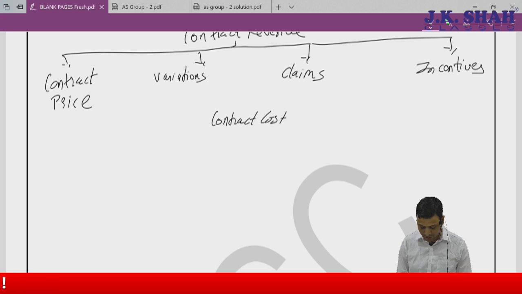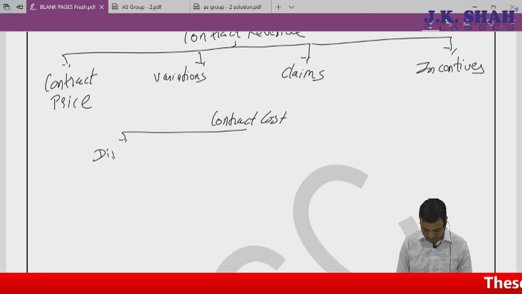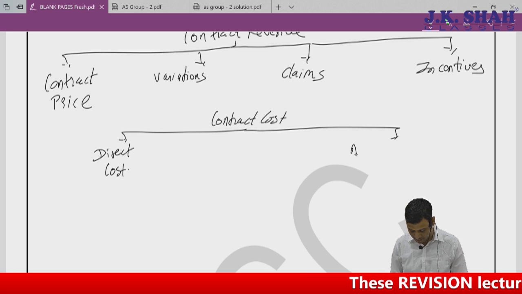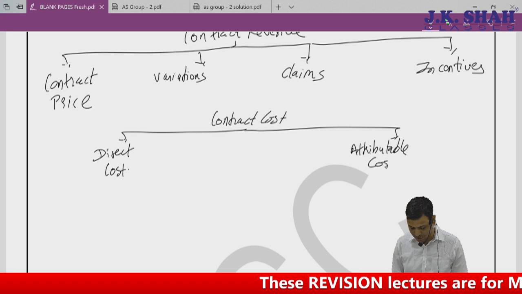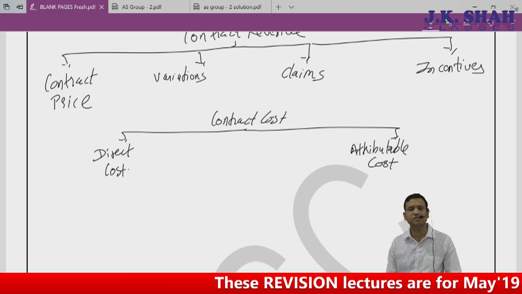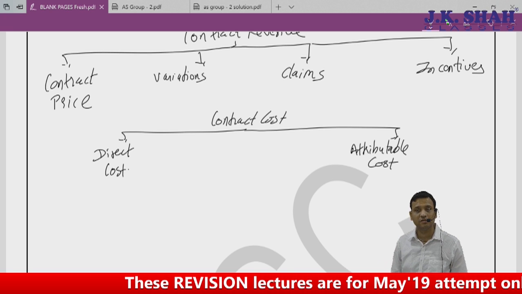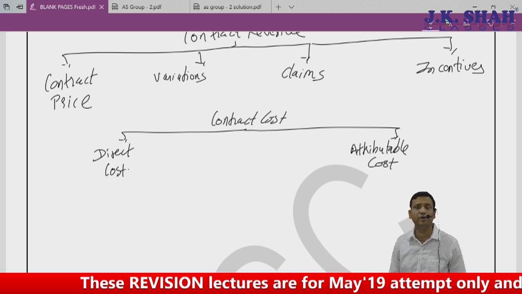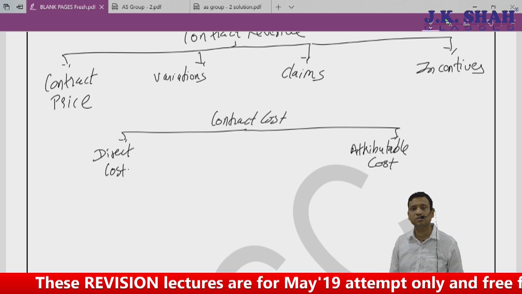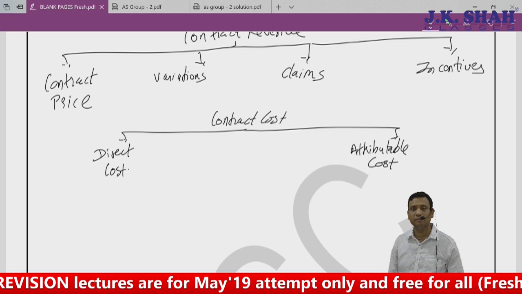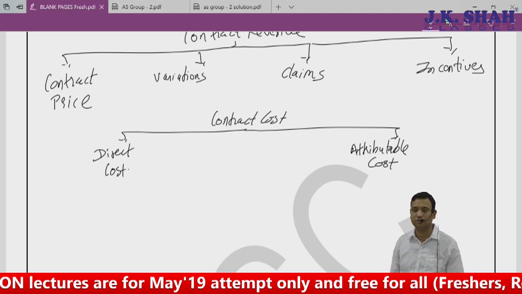Then comes contract cost, in which we have direct cost and attributable cost. Direct cost means the costs which are directly related to that contract: material, labor, and so on as the case may be. Attributable cost means those costs which can be attributed to the contract on some logical basis. This cost has happened because of this contract.